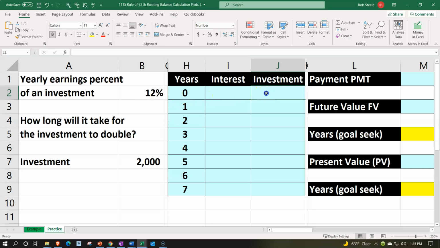So I'm going to start over here. I'm going to say this equals, I'm not just going to type in 2,000. I'm going to say it equals this 2,000 and then enter. We'll do our calculation. Now, if we did this in a calculator, it would be the 2,000 times 12%.